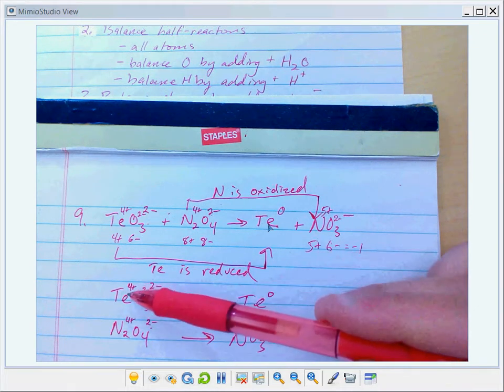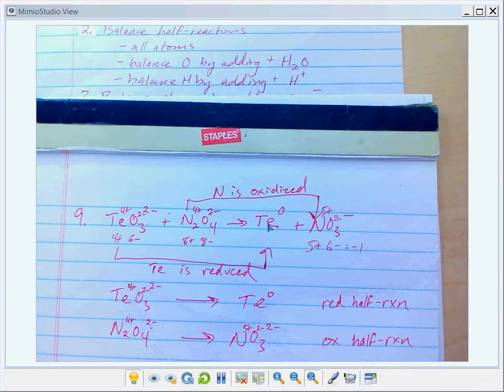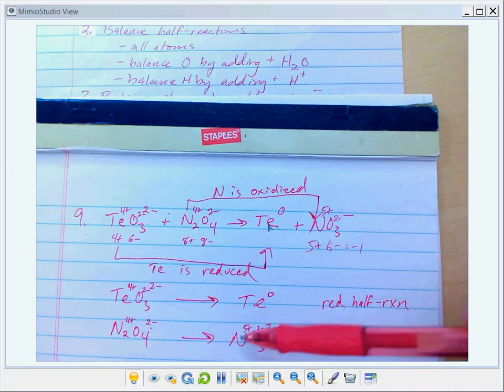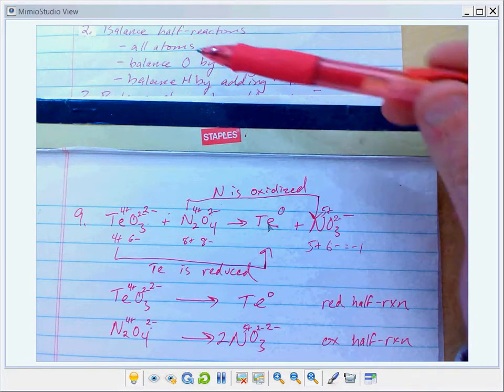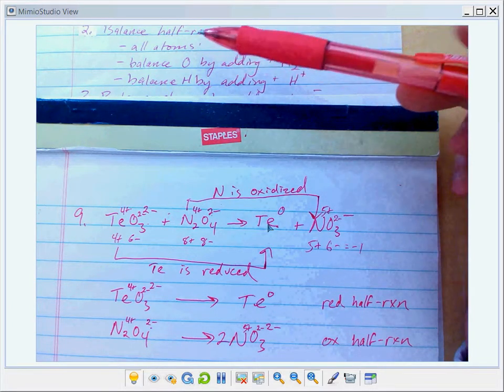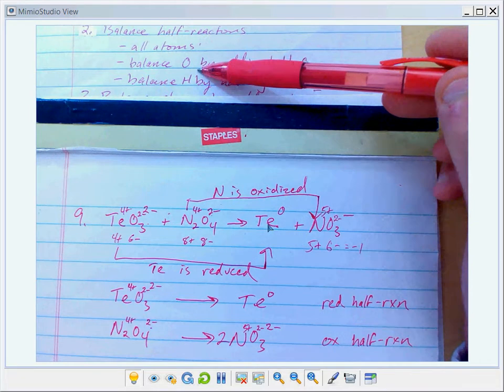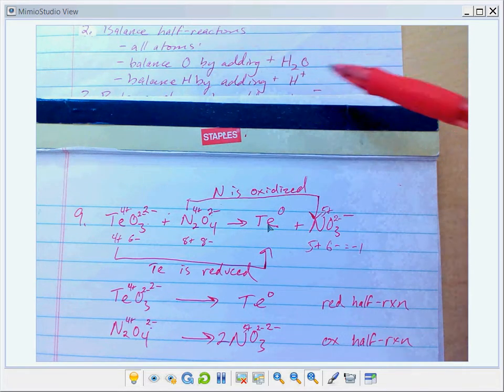So tellurium, there's one tellurium here, there's one tellurium here. All set. But there's two nitrogens here and there's one here. We've got to balance nitrogen by putting a 2 there. All right, nitrogen is balanced. So we balanced all atoms except for oxygen and hydrogen. Now we balance the oxygen. And we're going to do this by adding an H2O.